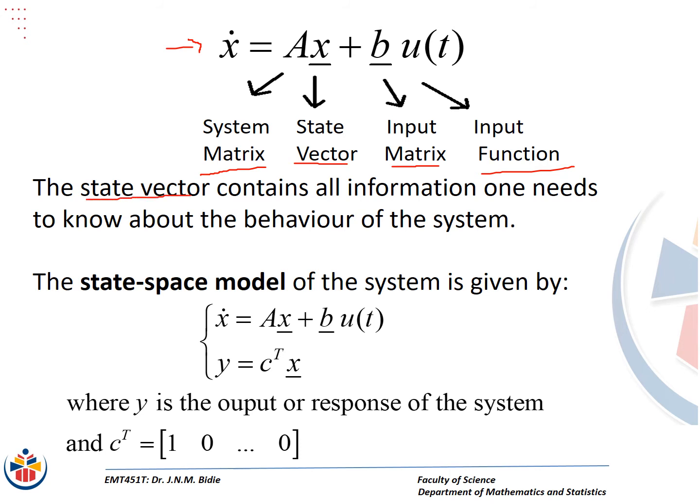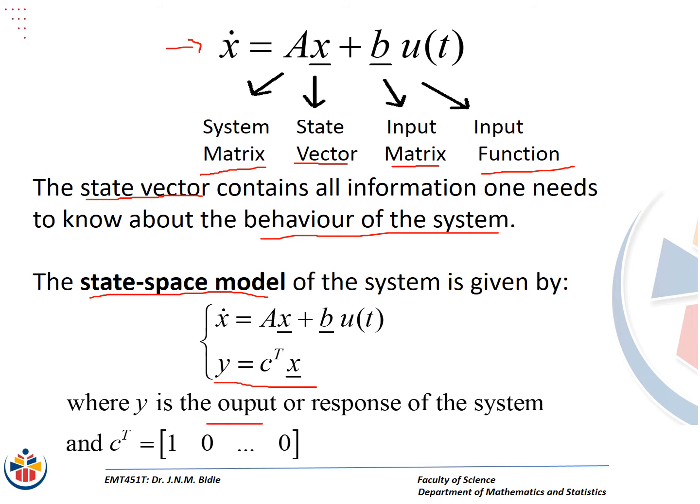Note that the state vector always contains all the information that we need to know about the behavior of that particular system. Note that this is the state equation. But then we have a state space model, which has got a state equation and the formula y equal to c transpose multiplied by the state vector, which is vector x. And we've been given that c transpose is 1, 0, dot, dot, dot, 0 all the time. And our y is the response or the output of the system.